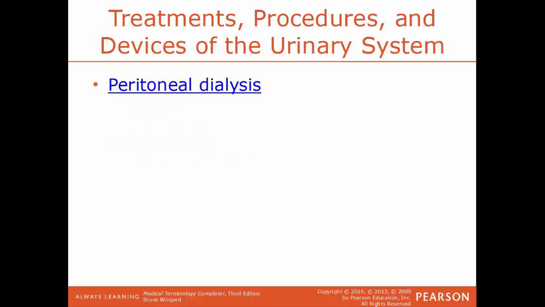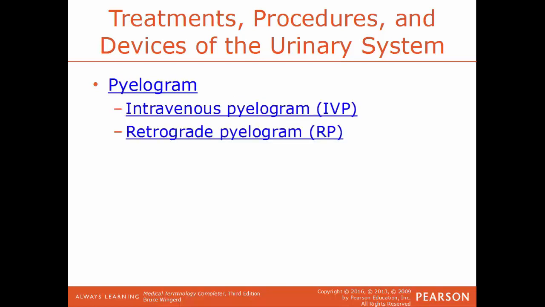The peritoneal dialysis. This is a treatment that's used for patients with severe chronic kidney disease. This is a type of dialysis where the lining of the abdominal cavity of the person is used to remove any extra fluid or any waste from the blood. That compared to hemodialysis, where we have a man-made filter that's used to filter out waste and extra fluid from the blood. Pyelogram. This is an X-ray examination of the urinary tract.